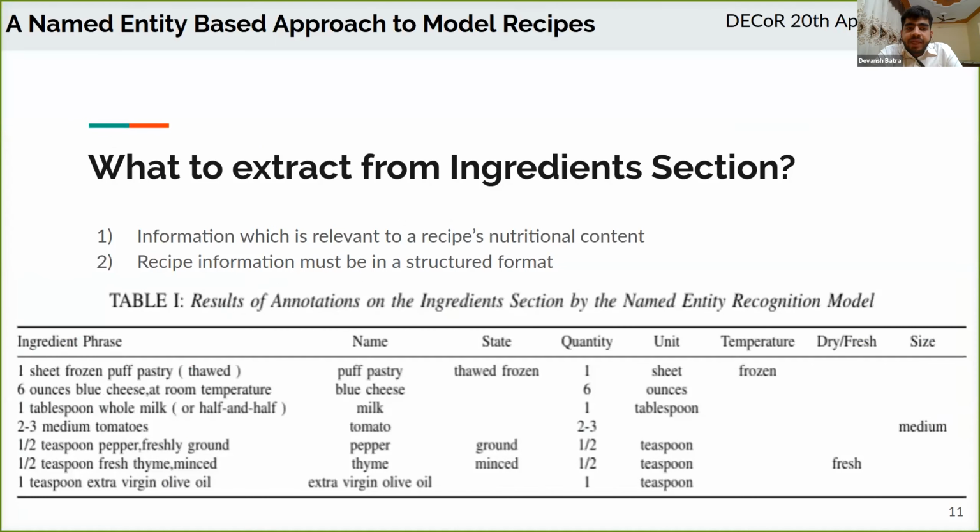So what do we expect from the ingredient section? We need a formal definition of the entities which should be accepted. As detailed before, we require the name, which would be used to actually identify the ingredient, state, quantity, unit, temperature, dryness or freshness state, and the size. Size is basically an alternative to quantity. If someone says, I need a medium hot dog versus one hot dog, size may be present when unit and quantity are not.